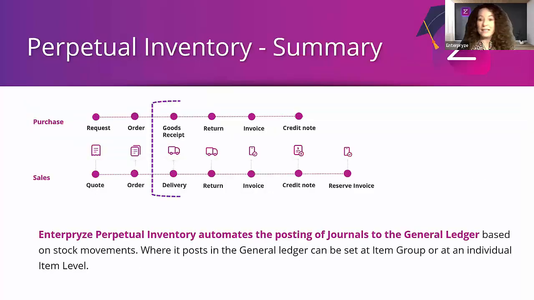So just to summarize all of that, just to bring it back to your mind. In terms of the perpetual inventory, this is really where we automate the postings of the journals to the general ledger. That's what we're doing by utilizing perpetual inventory. This is all automation. It's real time. It happens at the point in time when you add those transactions.